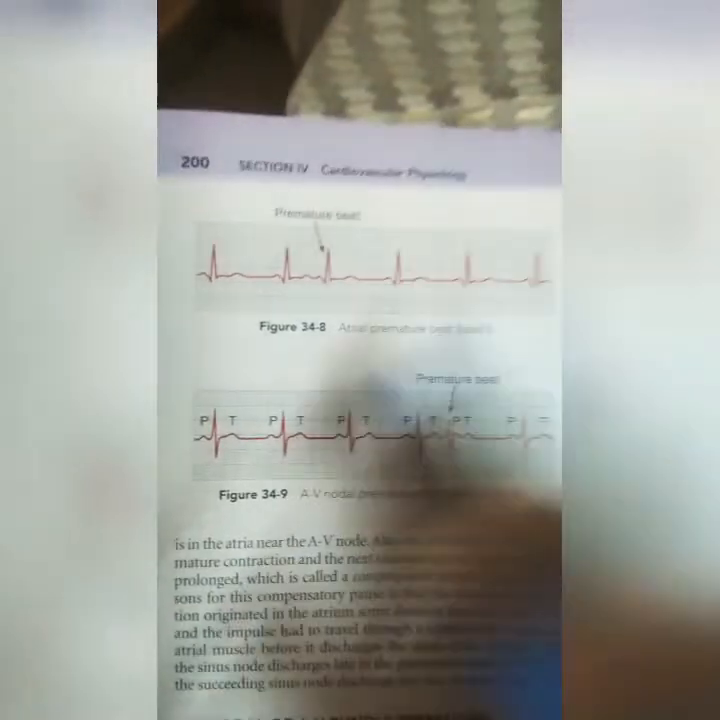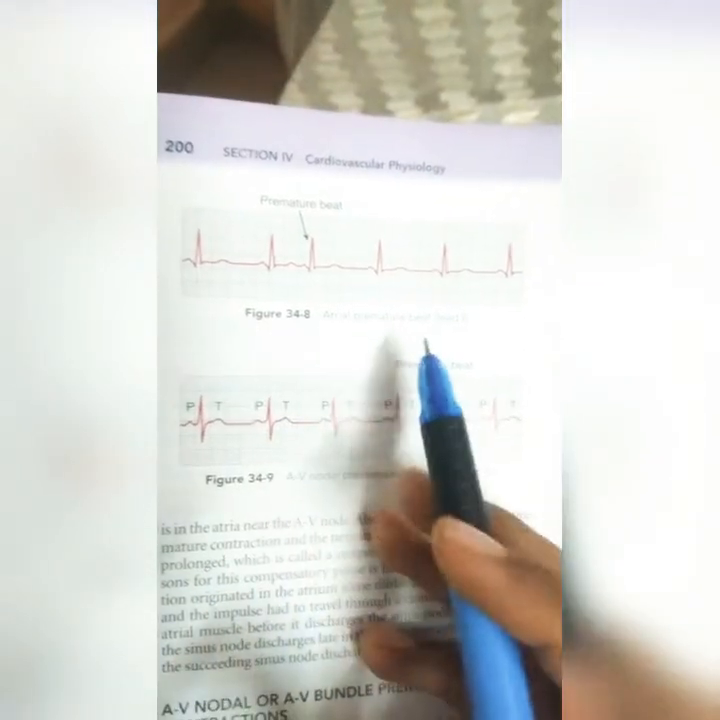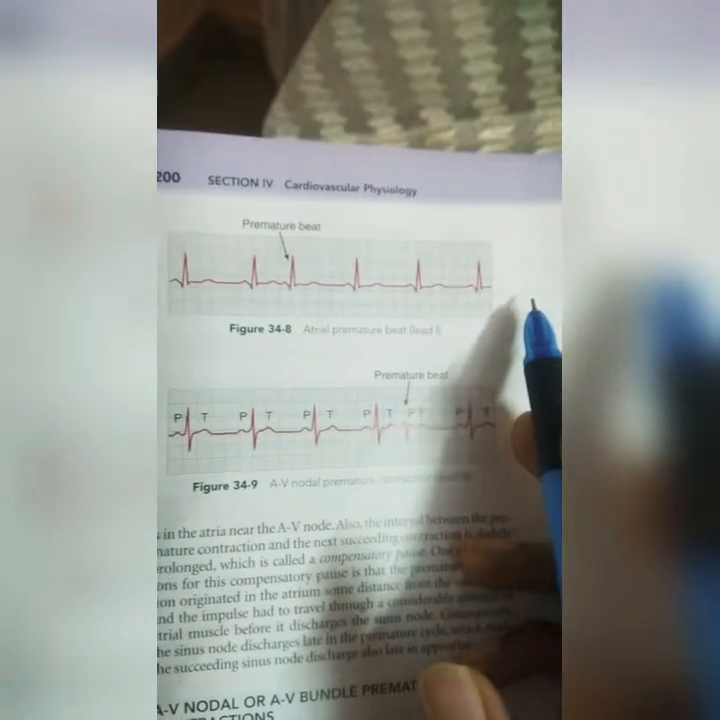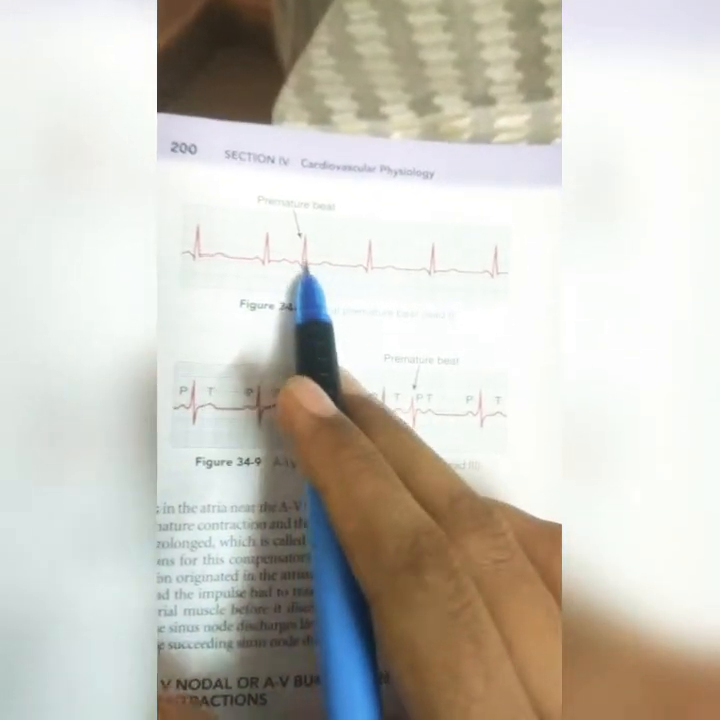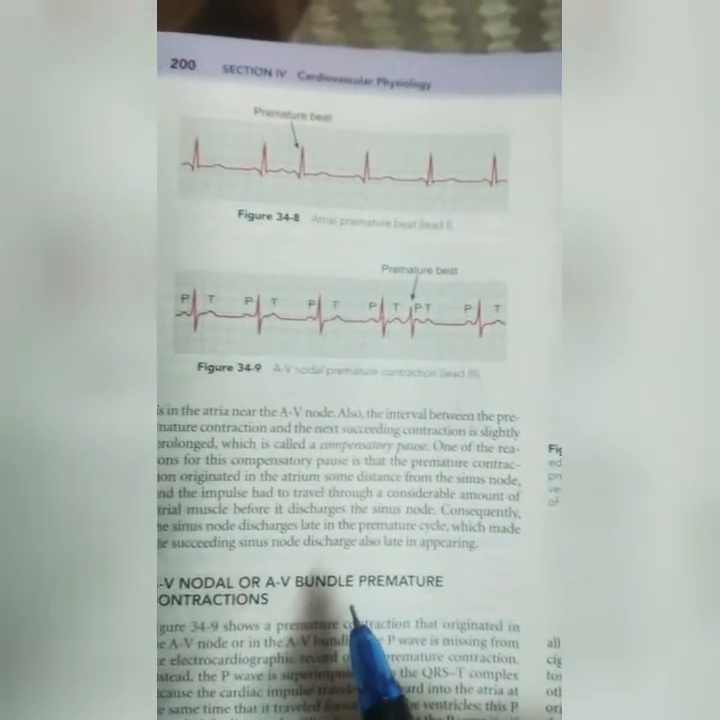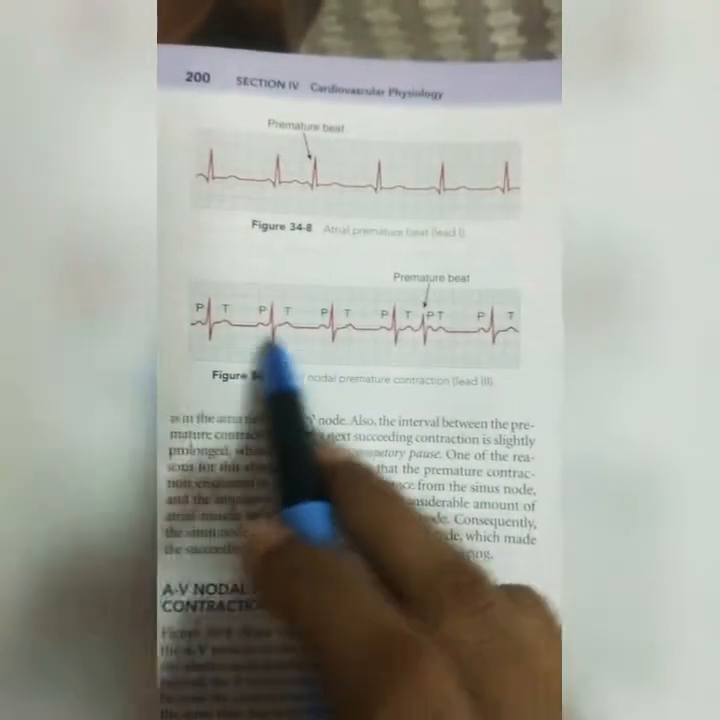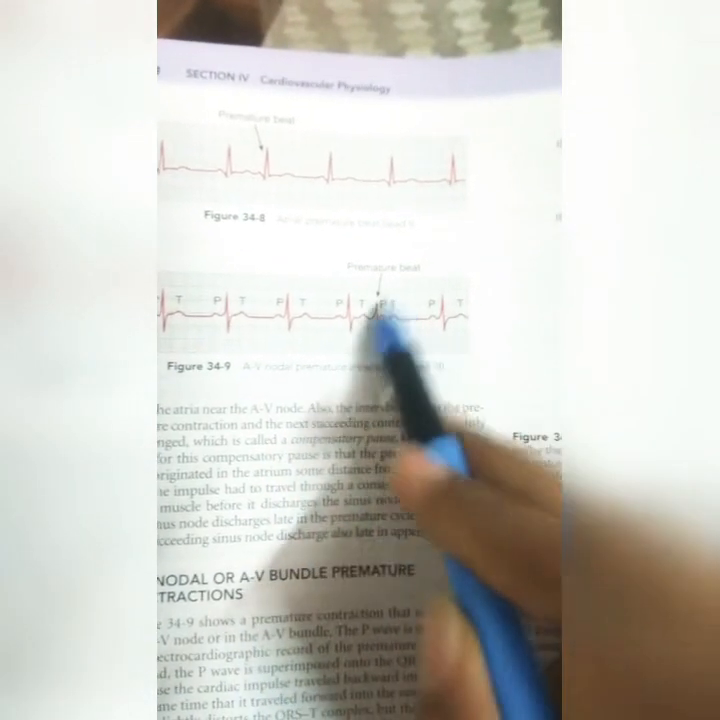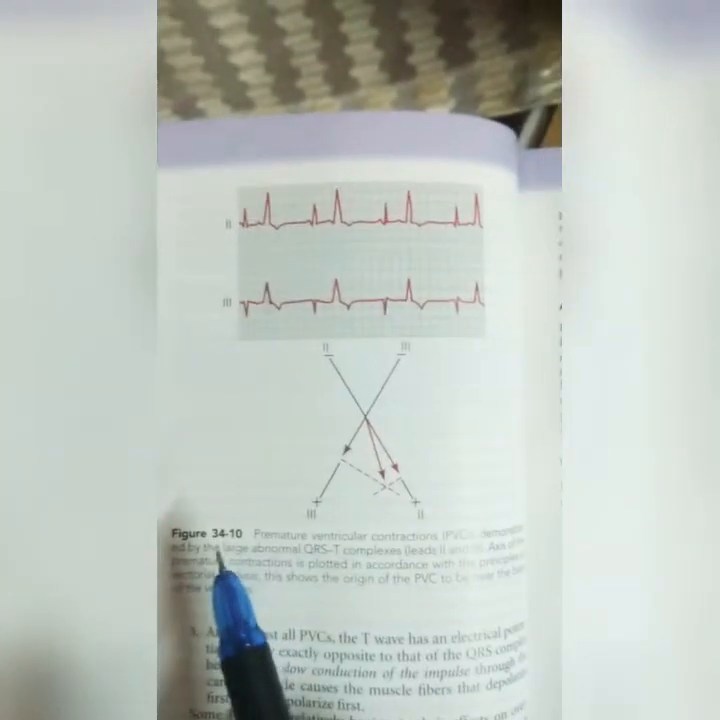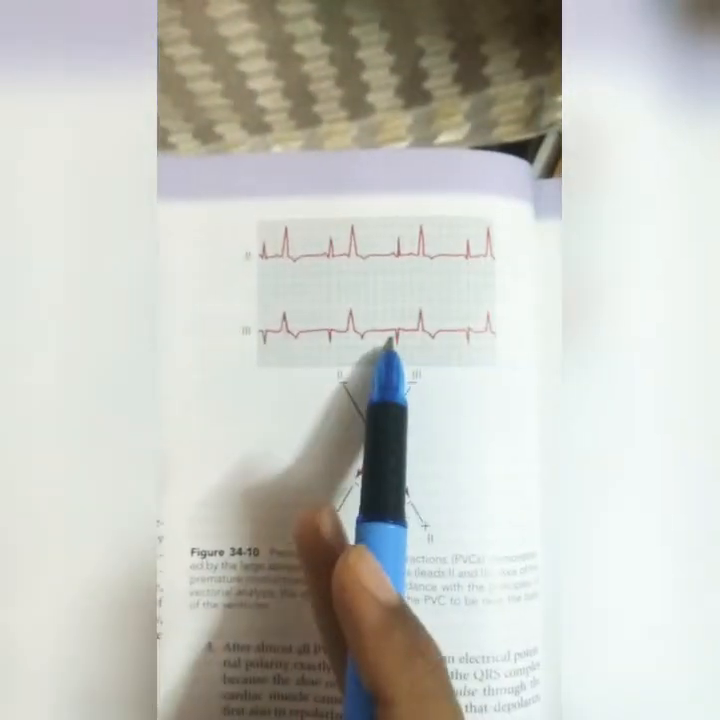In these diagrams we can easily see the atrial premature beat, lead one. This is a normal cycle overall, but here you can see a premature beat, coming suddenly. And here you can see a nodal premature contraction. This is a completely normal cycle till here, but again a premature beat has occurred. This is the premature beat because of ectopic foci. Also you can see here how the premature beats are forming.